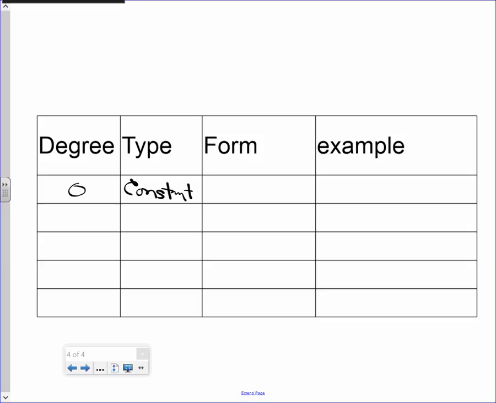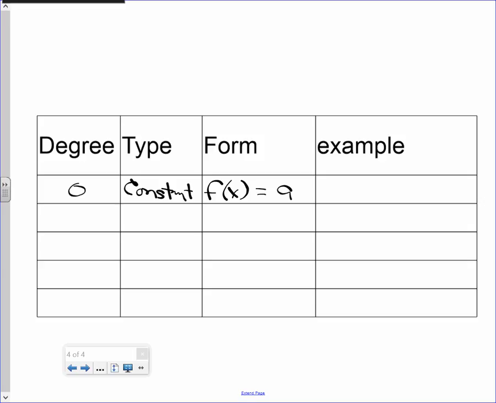What would the form look like of a constant function? Check this out. f of x is just any number a. Let's call the number a. Not 9. Forgive me if my a's look like 9s. That's an a. So any number. A function that's just a number by itself would be called a constant function.